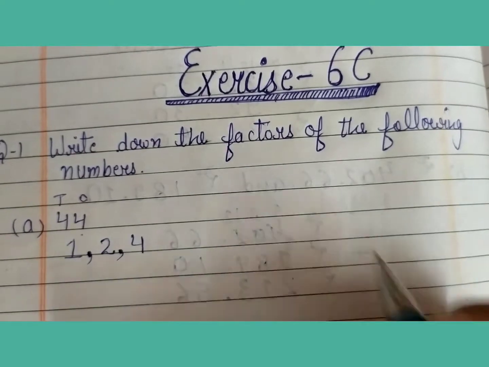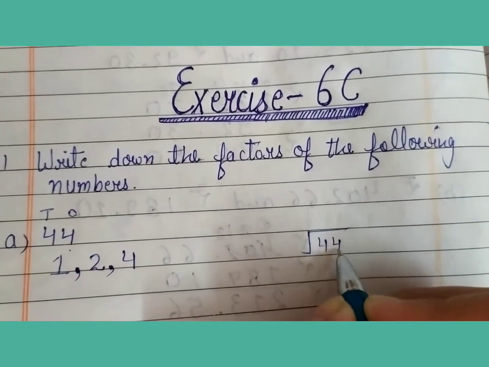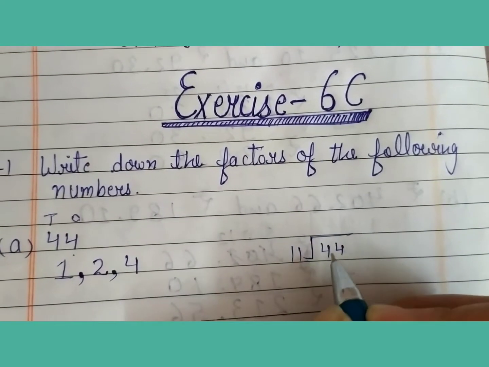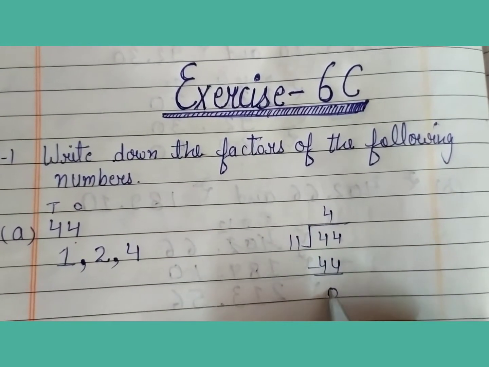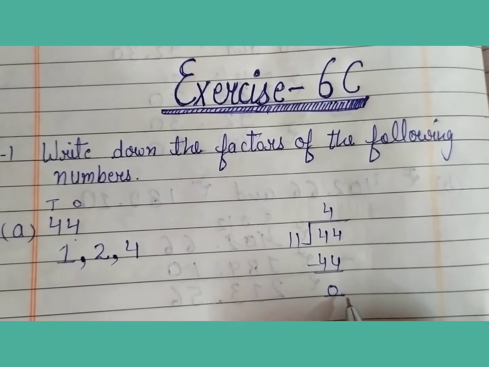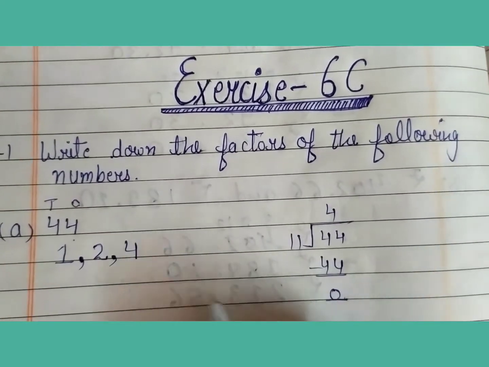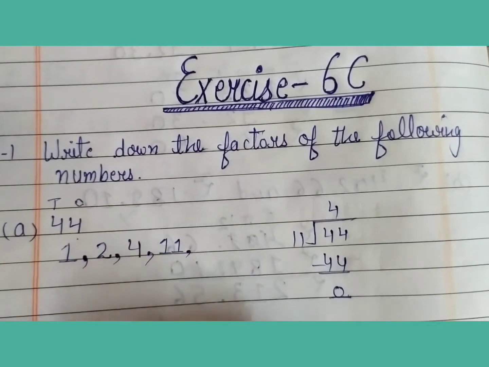Next is 11. 44 divided by 11. 11 fours are 44. 44 minus 44 equal to 0. Remainder is 0, so 44 is divisible by 11. 11 is a factor of 44.